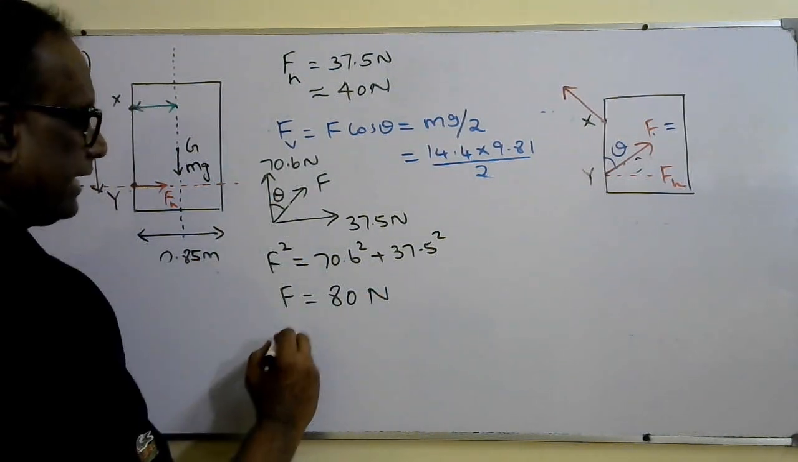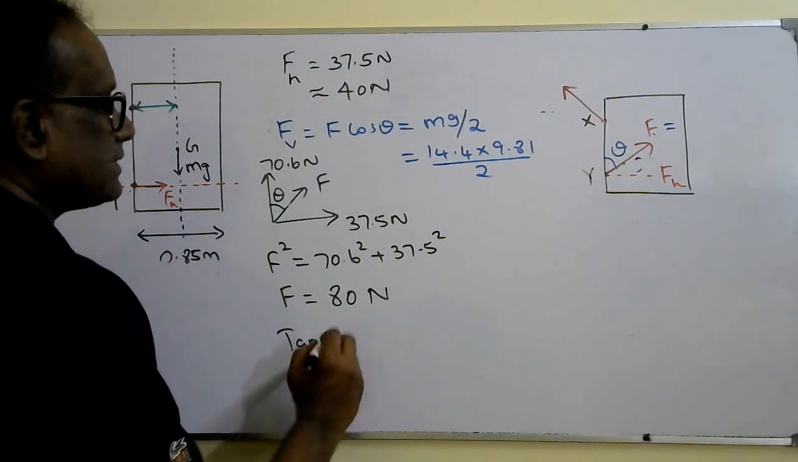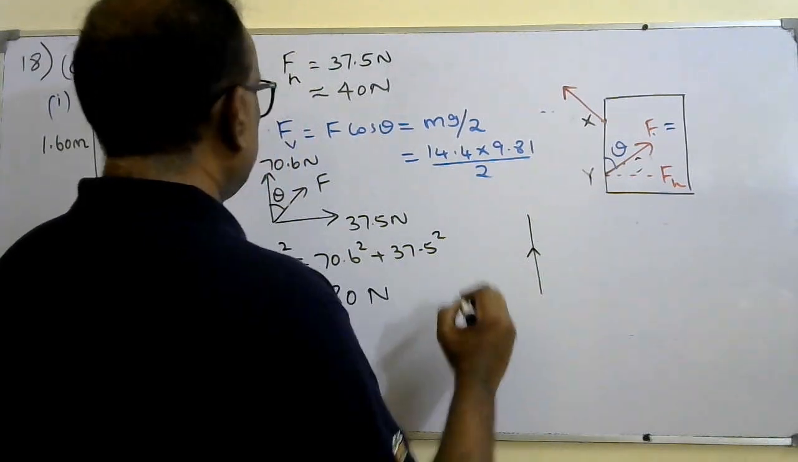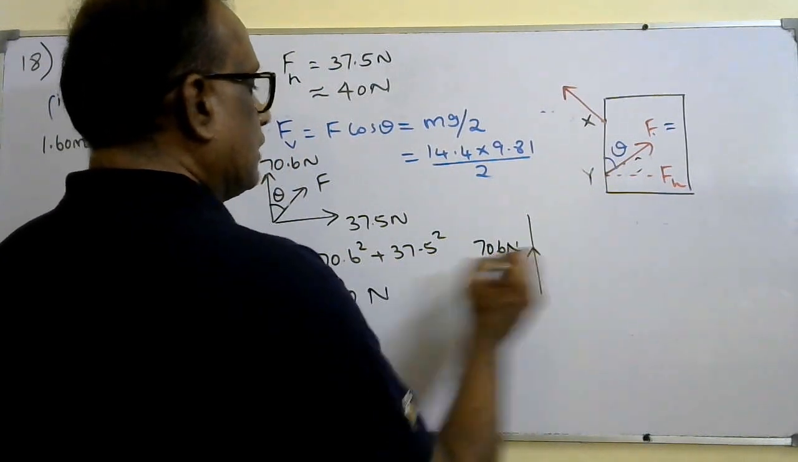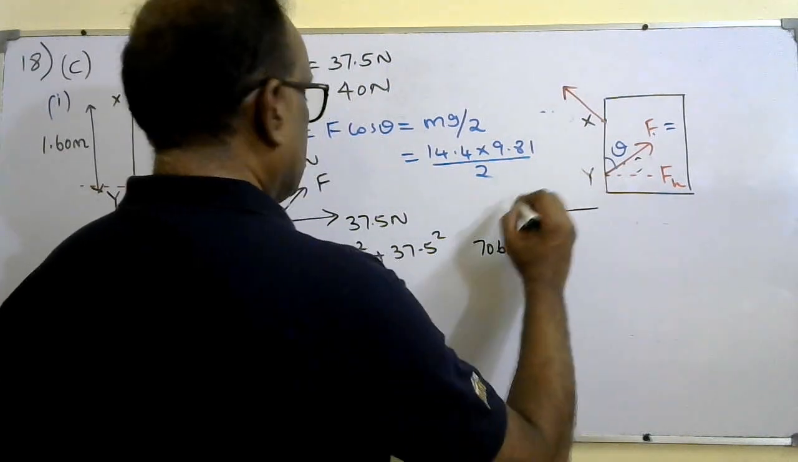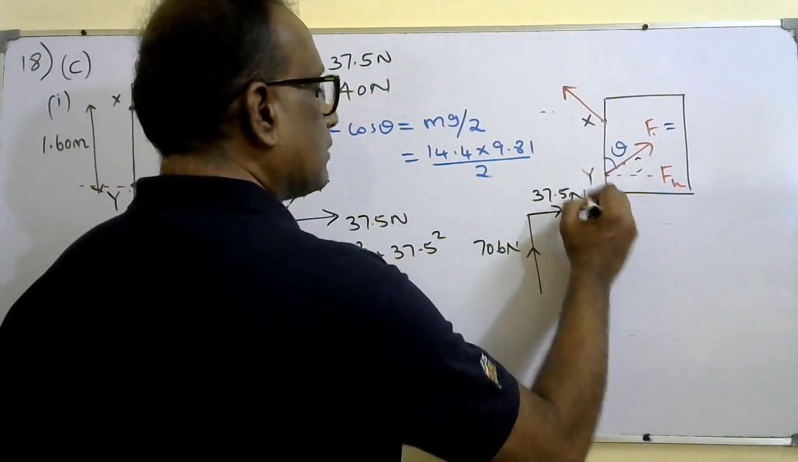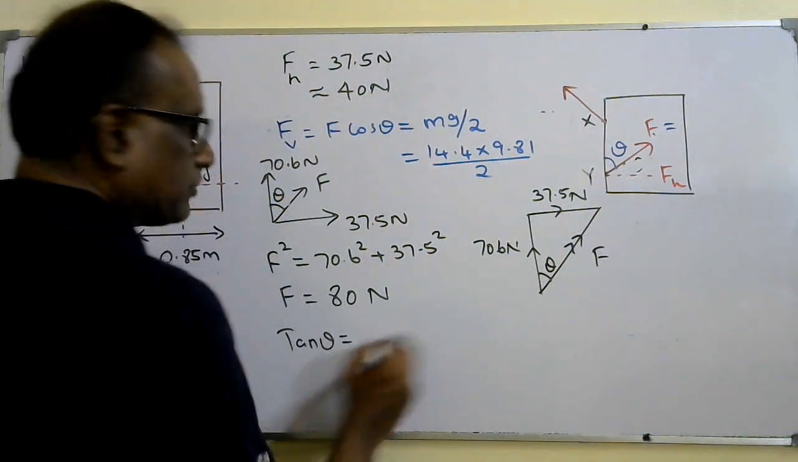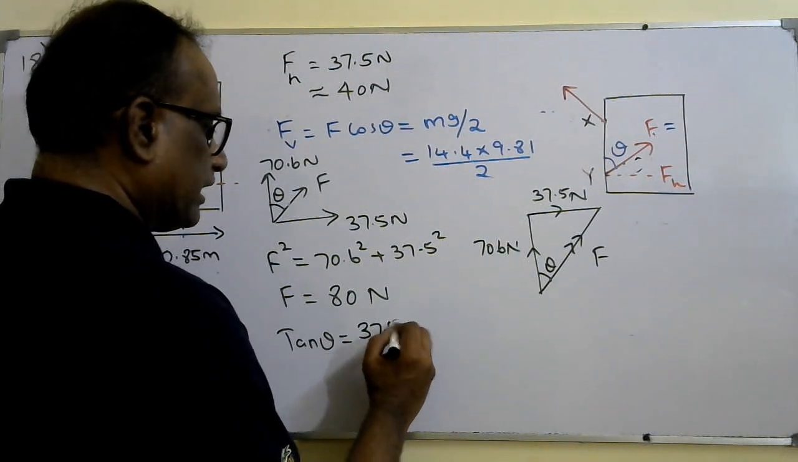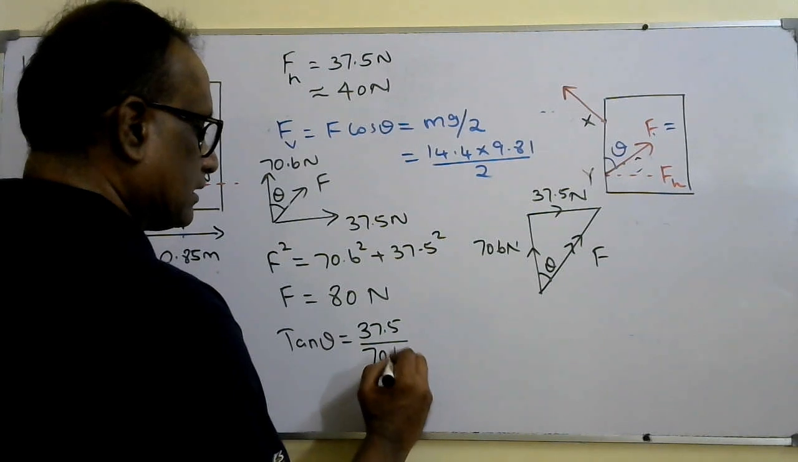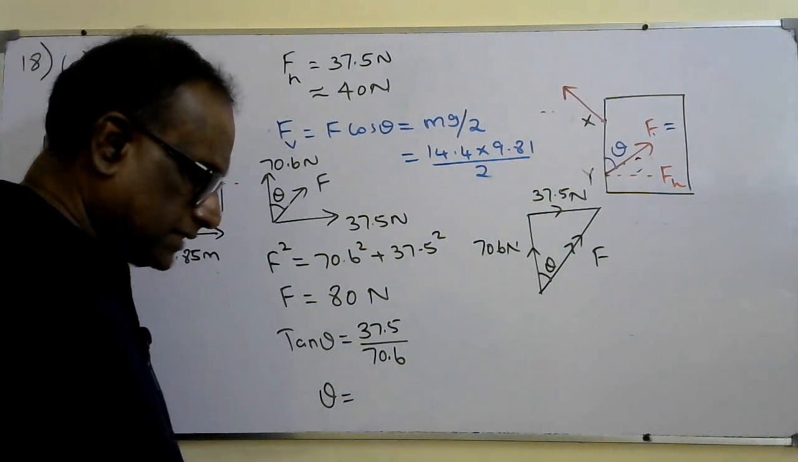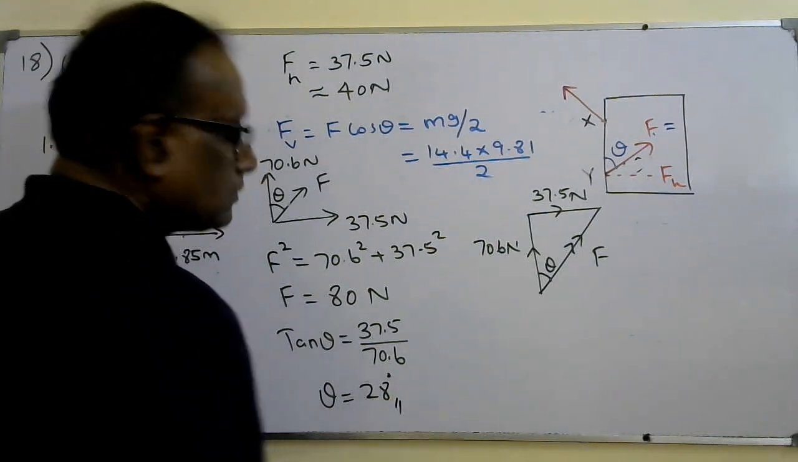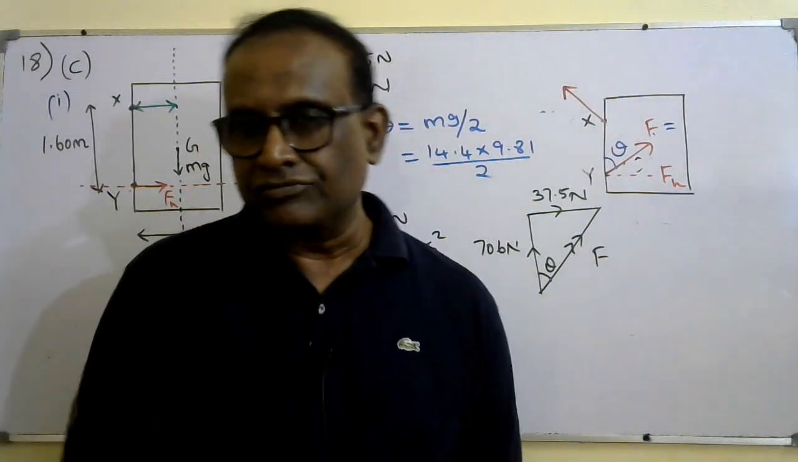To find the angle, tan theta is equal to opposite over adjacent. If you think about the vector diagram, this is the vertical force, 70.6. This is the horizontal force, 37.5. This is the F. This is the angle theta. So tan theta equal opposite 37.5 over 70.6. Find the theta, you will get the same answer, that is 28 degree. Either way you can do. Both are actually the same, they're different formats.